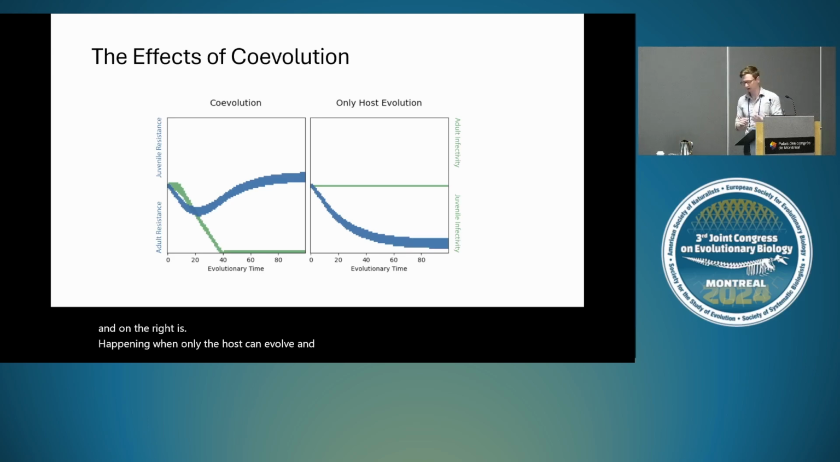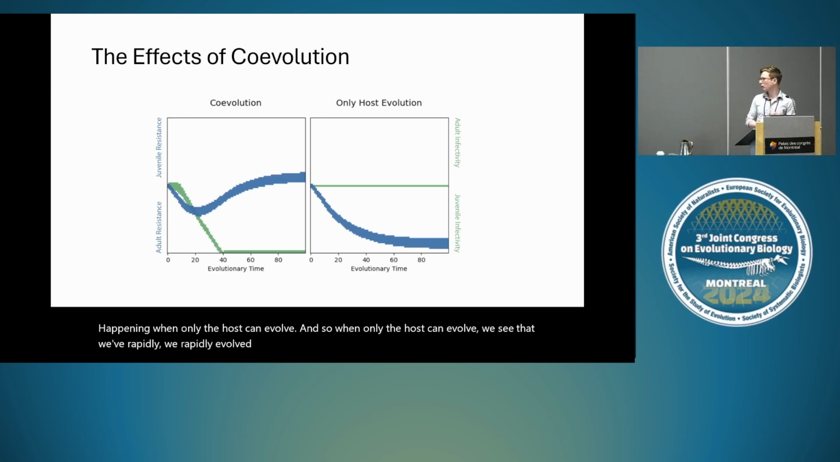When only the host can evolve, we rapidly evolve towards full adult resistance. With coevolution, initially we see the same thing happen. The host is evolving towards greater adult resistance, but the pathogen is also evolving towards greater juvenile infectivity to take advantage of the fact that the juvenile hosts are becoming more susceptible. And eventually, the pathogen becomes so good at infecting juveniles that it diverts the trajectory of the host evolution, where in the end it reaches a more intermediate final evolutionary equilibrium.